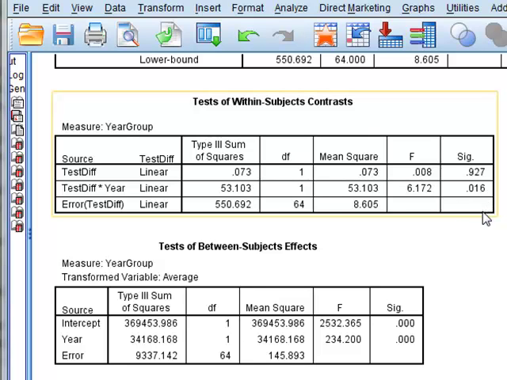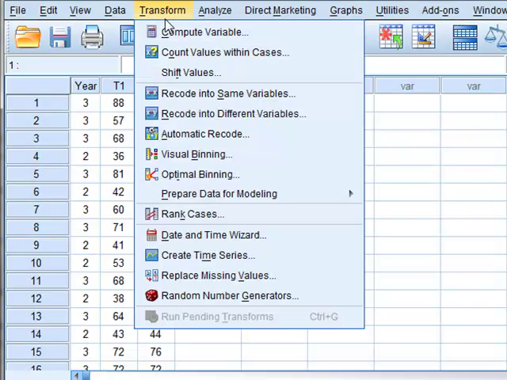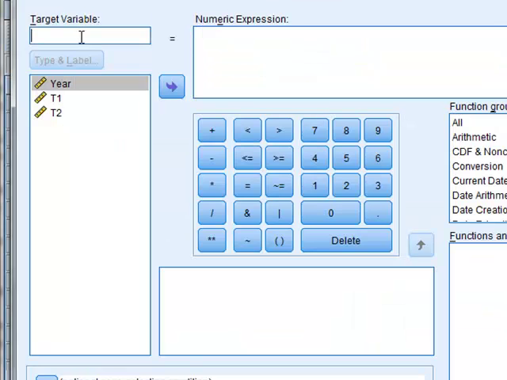We will investigate this difference by actually calculating the differences involved. So we will use transform, compute variable, and we will create a new variable T2 minus T1. So we will calculate the difference between T2 and T1, and that expression will be T2 minus T1.